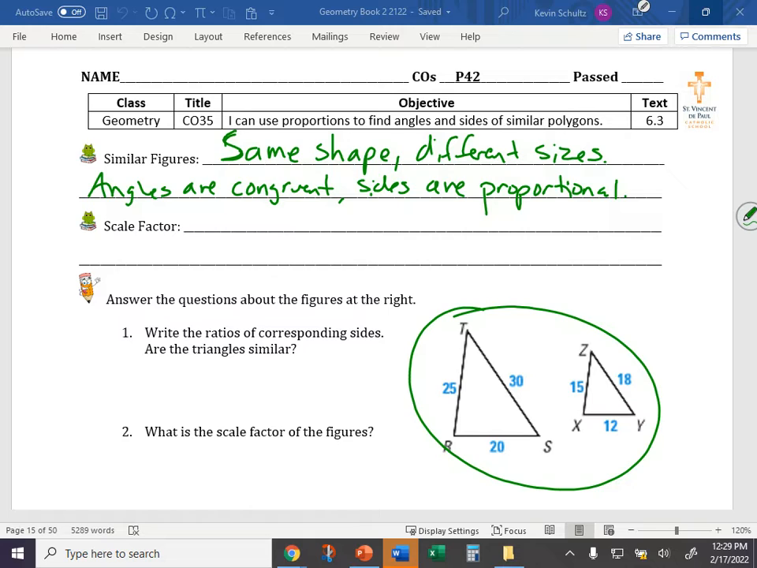And anything that's proportional has a scale factor. We've used that phrase already today in correcting the homework. What is a scale factor? Define that phrase. Anyone? Okay. A scale factor is how much bigger or smaller a figure is to another. How much bigger or smaller a figure is to another.